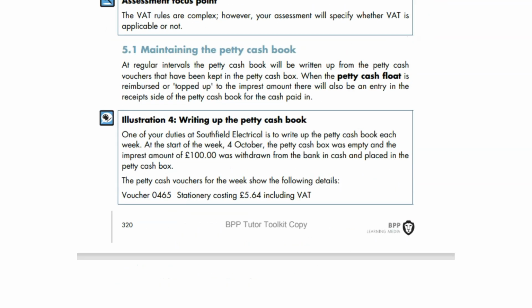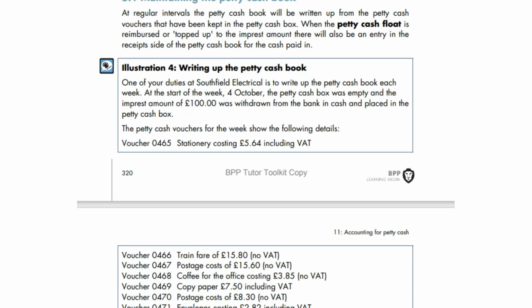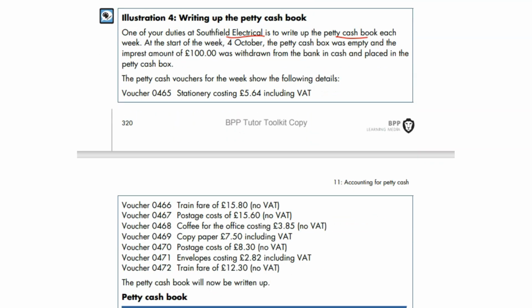So there's illustration number 4. One of your duties at Southfield Electric is to write up the petty cash at the start of the week, 4th of October. Petty cash could be weekly or monthly. So the imprest is 100. You start with £100 and keep spending. Anything left over, you restore the remaining money. Yep, that is your imprest system.